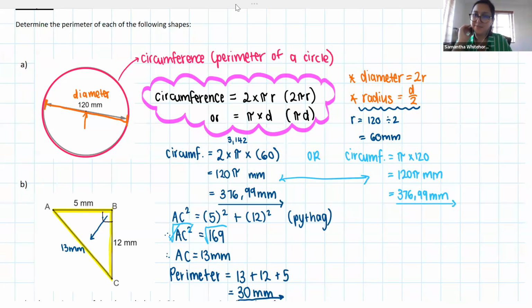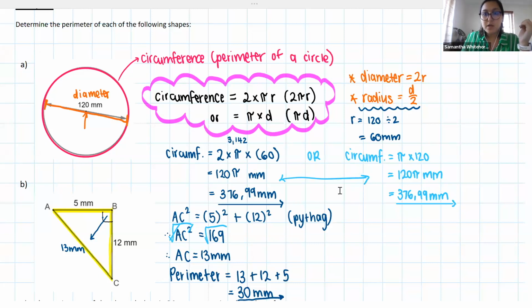Okay. And guys, what Amange has just pointed out there is the relationship between diameter and radius. 2 times the radius, 2 times 60 gives us that 120 of the diameter. So that's why we have these two formulae that work.